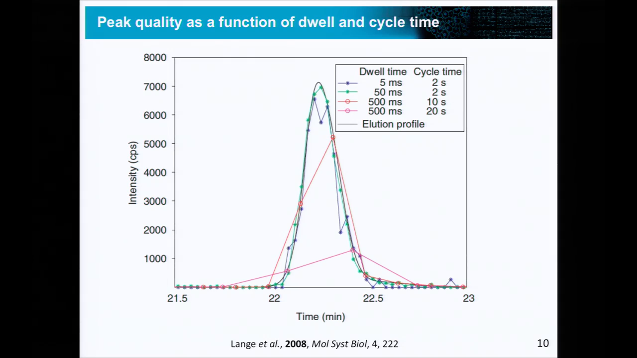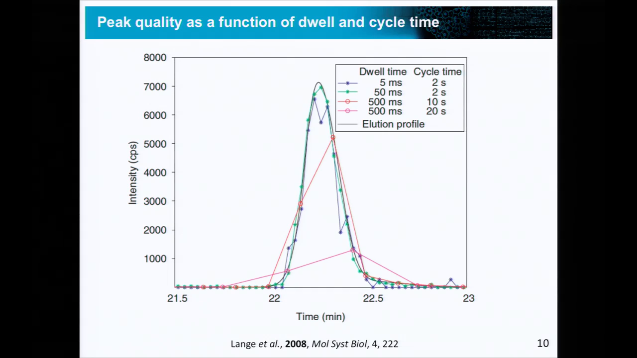How the dwell time and the cycle time are actually influencing the peak quality that we are measuring is shown here on one example. This figure is taken from a review from 2008, and I think it very nicely shows the importance here. So what you see here in black is a theoretical chromatographic trace. In our case, this would be an SRM trace, but could be also any other chromatography-based proteomic measurement. Now, this peak was recorded with different dwell and different cycle times. And then you can see what happens to the peak when you use that.